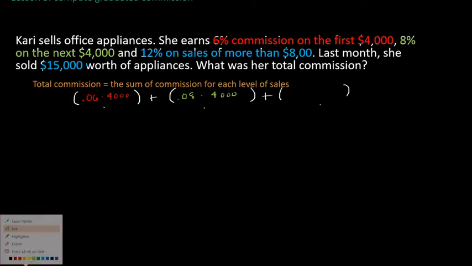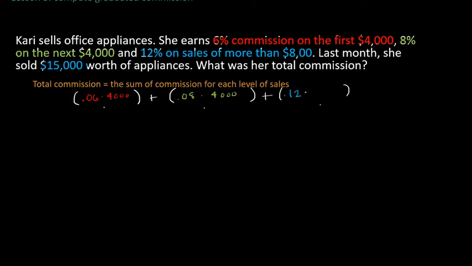Okay, so let's figure this out. We know that the rate is 12%, and I can plug that in right away. What is the amount that will go here? Sales over 8,000. So by how much did she go over 8,000? Well, her grand total was 15,000. We already accounted for this 4,000, so we can subtract that off. We already accounted for that other 4,000, so we can subtract that off. 15,000 minus 4,000, minus 4,000 is 7,000. And that's the number that we'll plug in here.